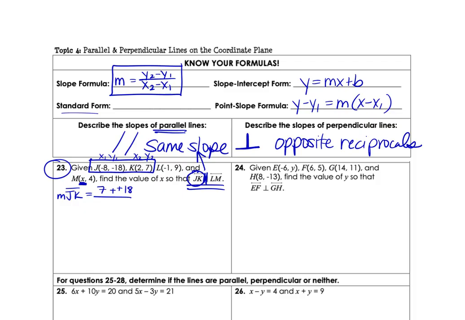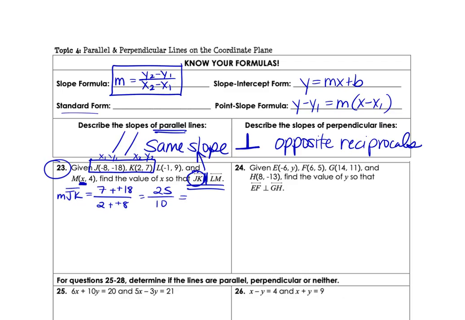Sorry, I'm trying to find my document again. Okay, so if we're finding the slope here, it's going to be 7 minus a negative 18 over, right, y2 minus y1 over x2 minus x1 plus a positive. Okay, so 7 plus 18 is 25. 2 plus 8 is 10. We want to simplify that.